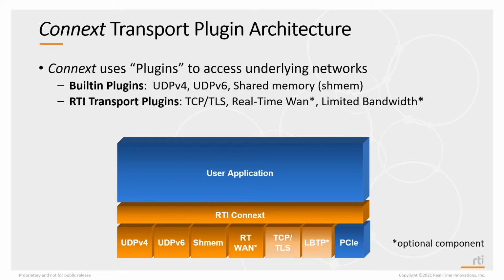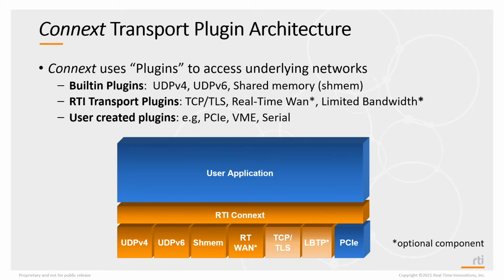And a couple of optional plugins, real-time WAN and limited bandwidth, to talk over networks that have very constrained links or very constrained bandwidth. So real-time WAN and limited bandwidth are optional components that you may or may not have with your installation of Connext DDS. Depends on what you're licensed for.